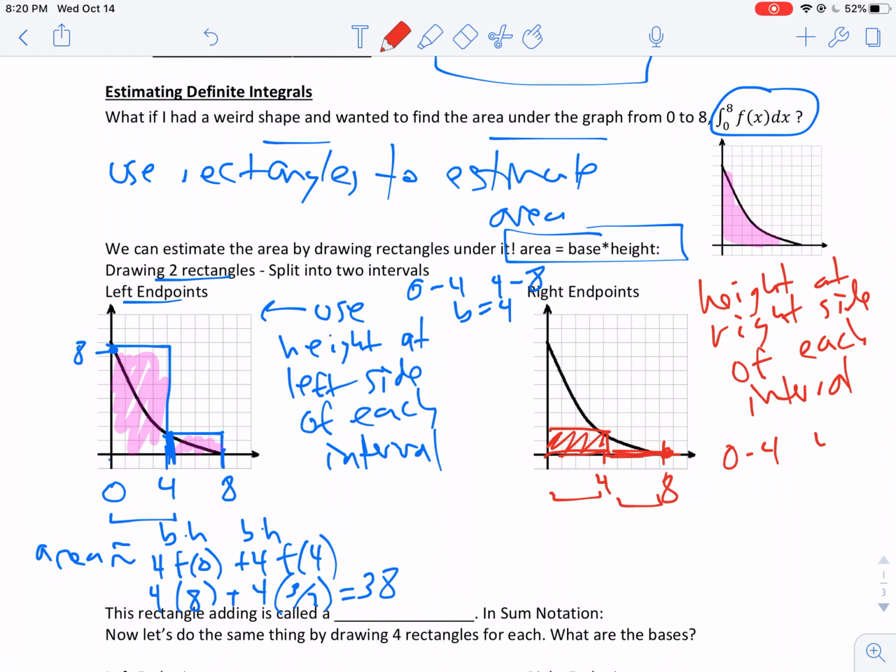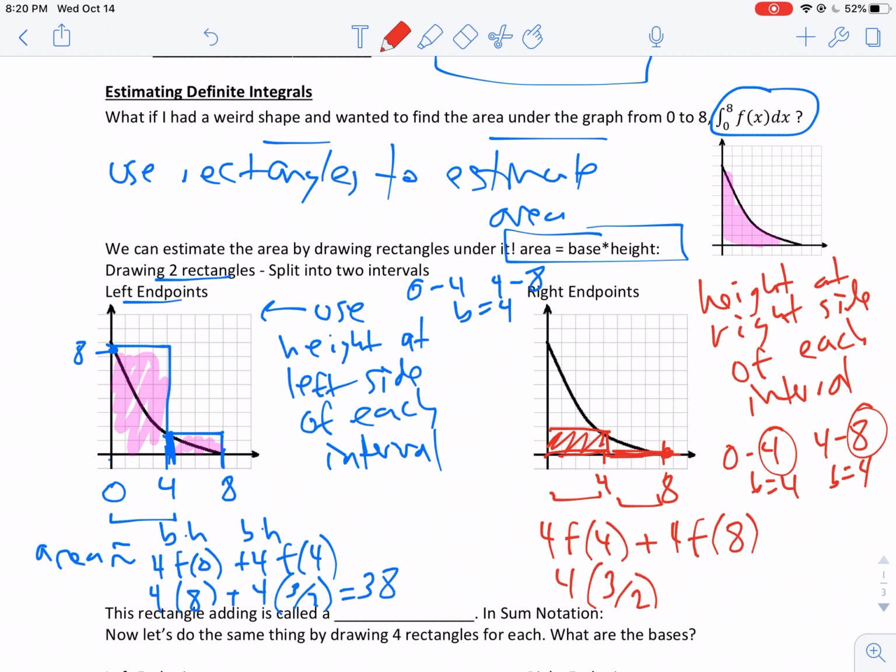So I'm going from 0 to 4 and 4 to 8, and in each interval, I'm using the height at the right endpoint. Again, both of these have a base of 4. So that's 4 times f of 4, and then still a base of 4 times f of 8. That's 4 times 3/2 plus 4 times 0. That gives you an estimate of 6. Well, it's not great, but these are both estimates. So this was a left Riemann sum, and this was a right Riemann sum, just using the height at both endpoints.